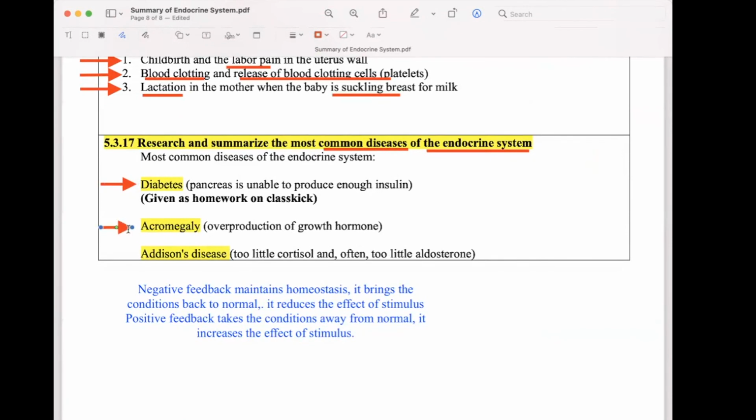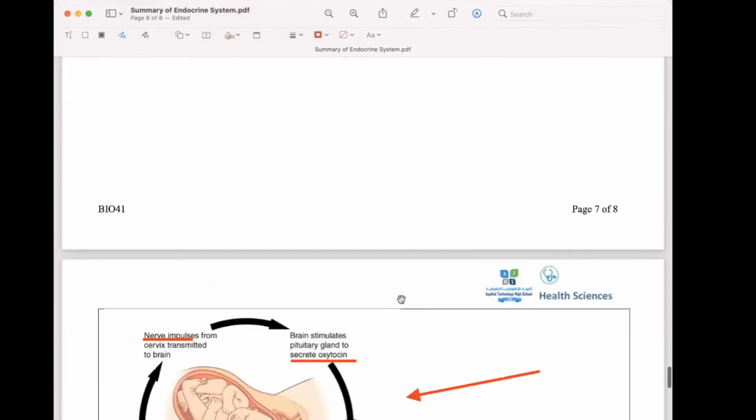Acromegaly is one of the diseases where inappropriate growth or overproduction of the growth hormone happens, and Addison disease, where there is too little cortisol and often too little aldosterone. So it's fine, no need to worry about these mainly. It's a research, so maybe the answers differ, not specifically one answer. Okay, I hope you are clear about it.